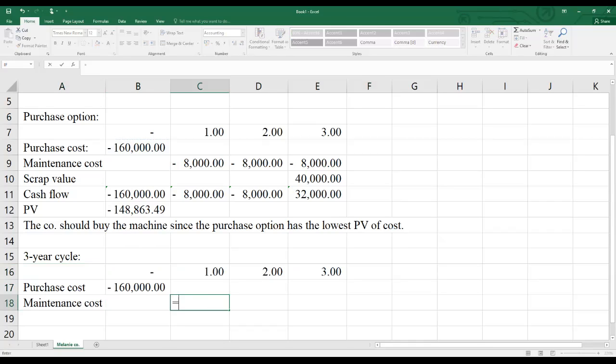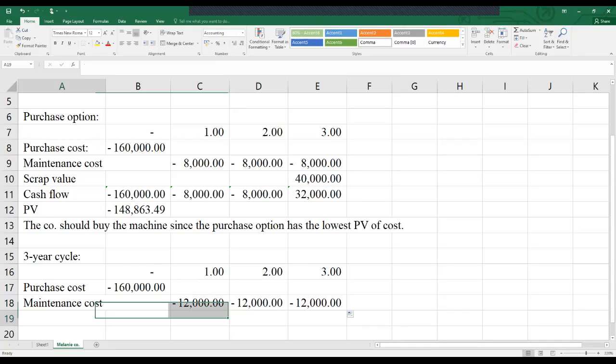So the maintenance cost: in case the new machine will be operated for a period of 4 years, with the maintenance cost increasing to 12,000 per year, payable at the start of each year of operation. So the maintenance cost increased from 8,000 to 12,000. Every year, therefore, you're paying 12,000 for the 3 years, so you can drag for 3 years.